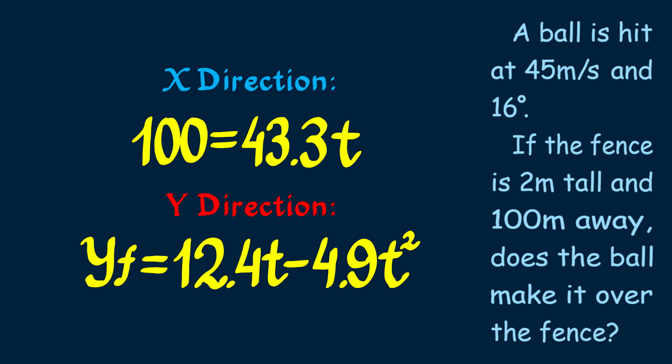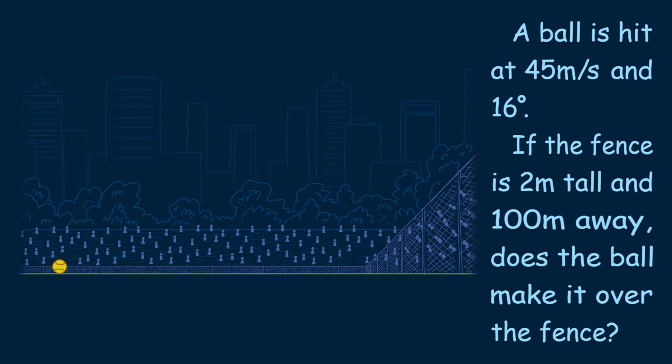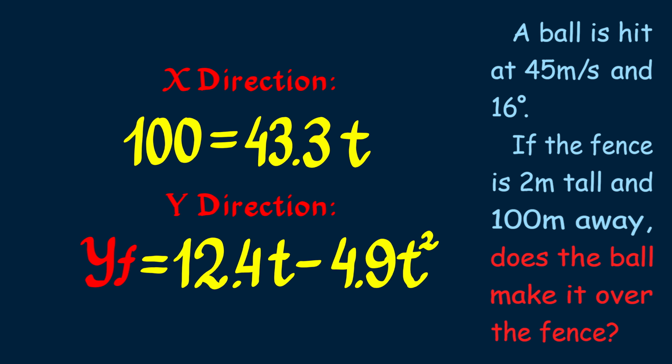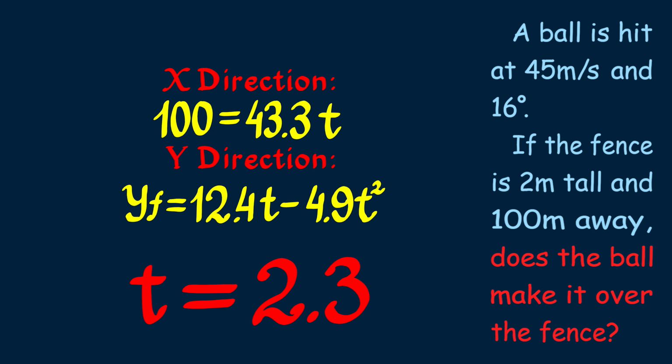This is where we're going to use our x direction equation to solve for t, since the time that the ball takes to travel in the x direction to get to the fence is the same time when we can determine if it is above the fence by calculating y final. Solving for t, this gets us t equals 2.3 seconds.